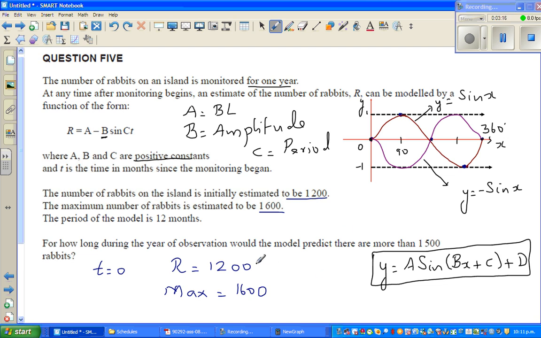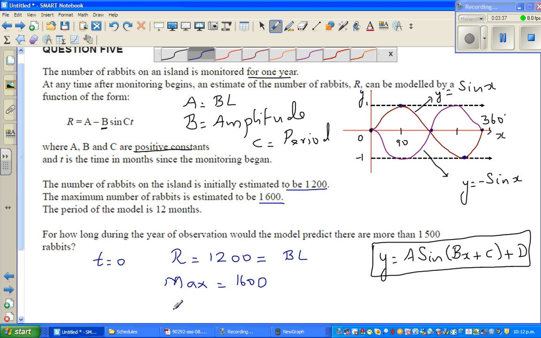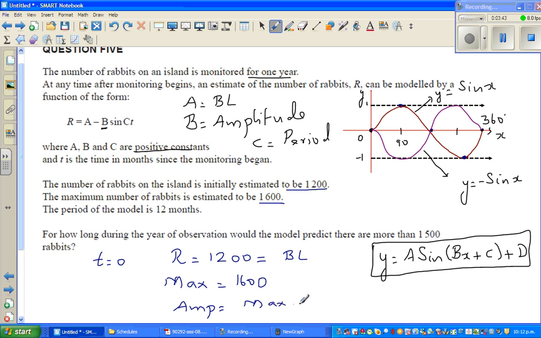I'll treat this as the baseline and this as the amplitude. The maximum is already given. If you want to find the amplitude, I can write: amplitude is maximum minus baseline. From the maximum, if you take away the baseline, you get the amplitude, which is 1600 minus 1200, which is 400. So the amplitude is 400.